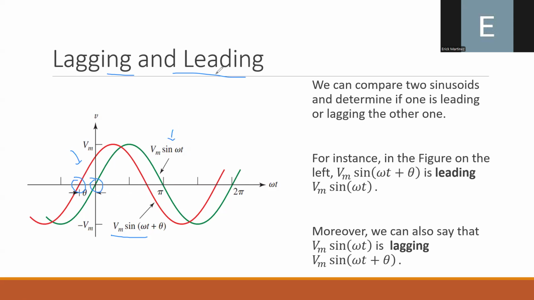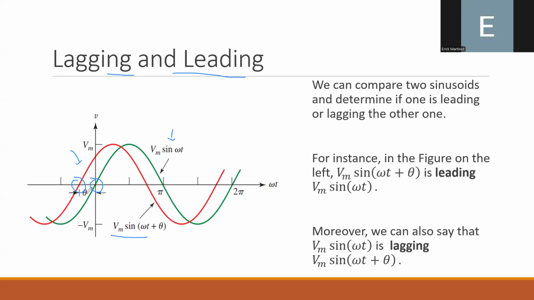So when we talk about leading, it means that one of the sinusoidals is crossing the horizontal axis first compared to the other one. And when we talk about lagging, it means that the green sinusoidal is crossing the horizontal axis after the red one. It's lagging because it's crossing the horizontal axis after. We can also interpret this as which one of the two sinusoidals we are measuring first, and in this case, it appears that the red sinusoidal is being measured first compared to the other one.